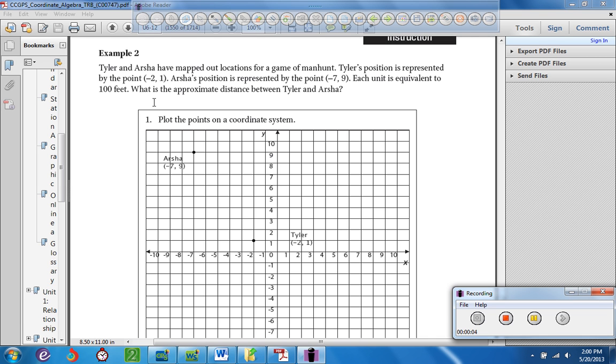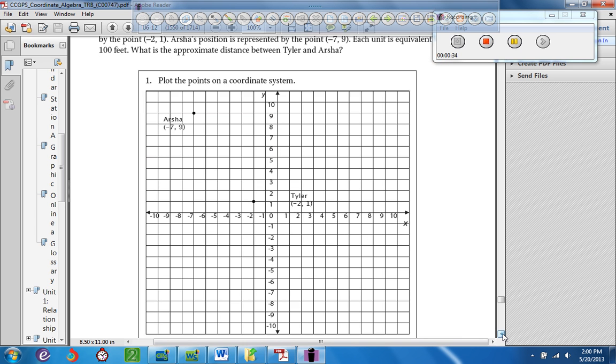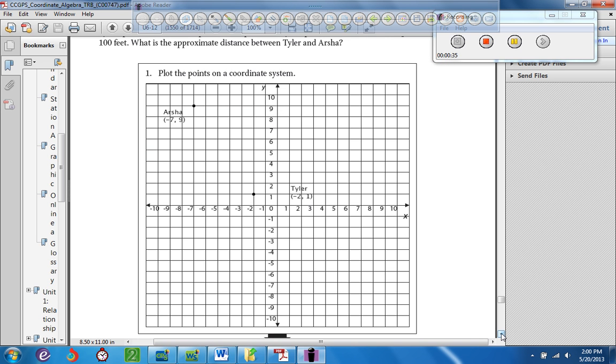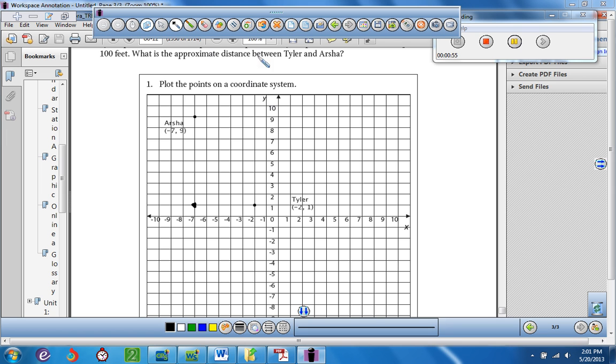What's the approximate distance from Tyler to the other point? So we want to find the distance between these 2 points. We're going to do the same process we did last time. We're going to make it into a right triangle and then find the hypotenuse. Now when I pick the point, again, I'm coming down from here and I'm going to get to the same level as this point, and I'm going to put a point. Now what we're going to do is draw in the sides of the triangle, because again, we're making a right triangle out of this.